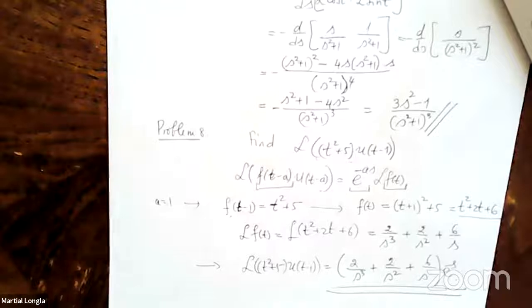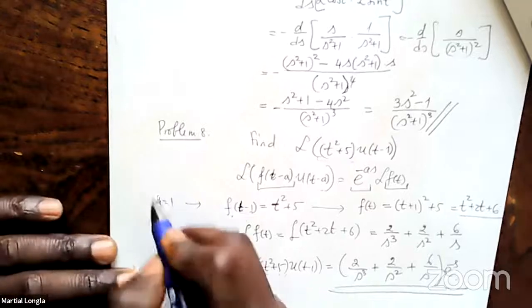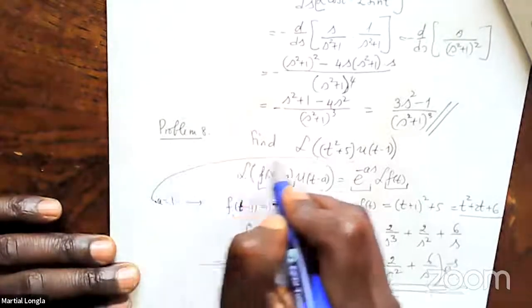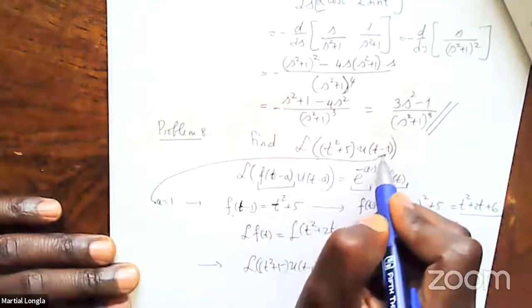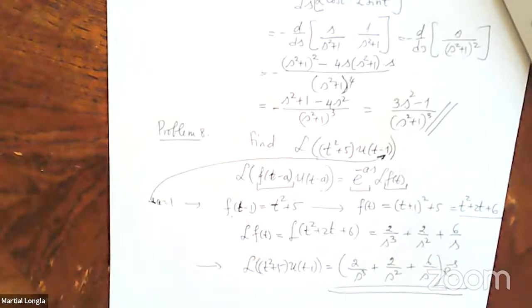Any questions? Again, you start at a equal 1 because that's what you're seeing in here. That's a. That's why we start with a equal 1, because we are seeing that in u of (t minus a).